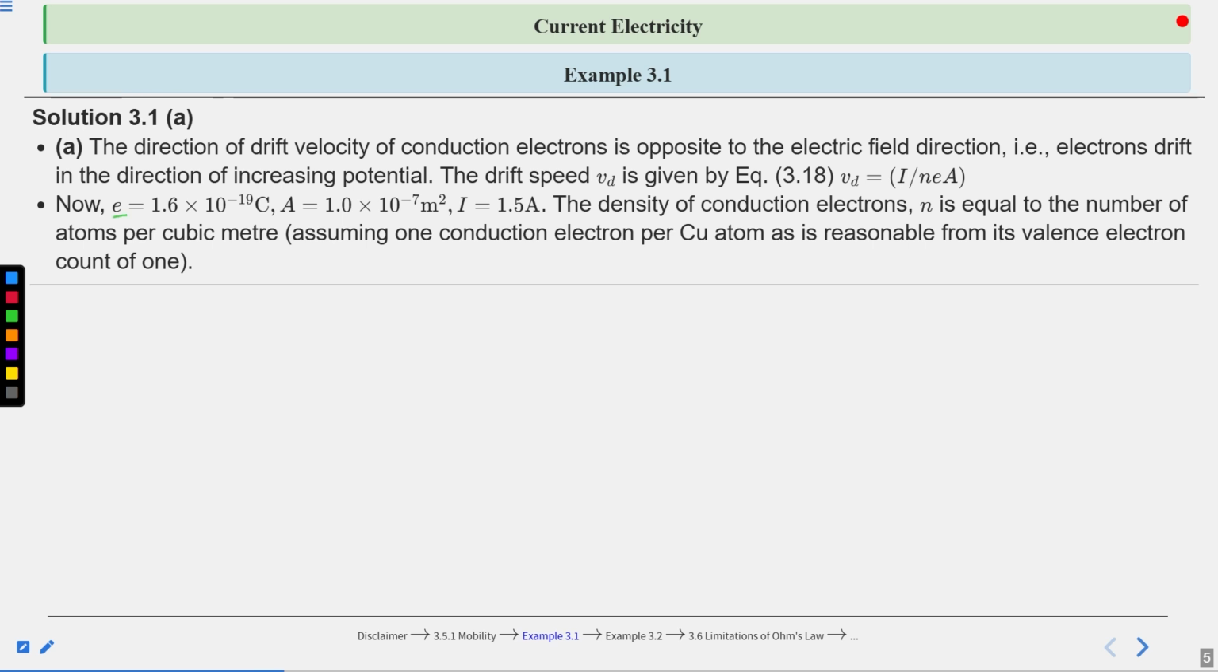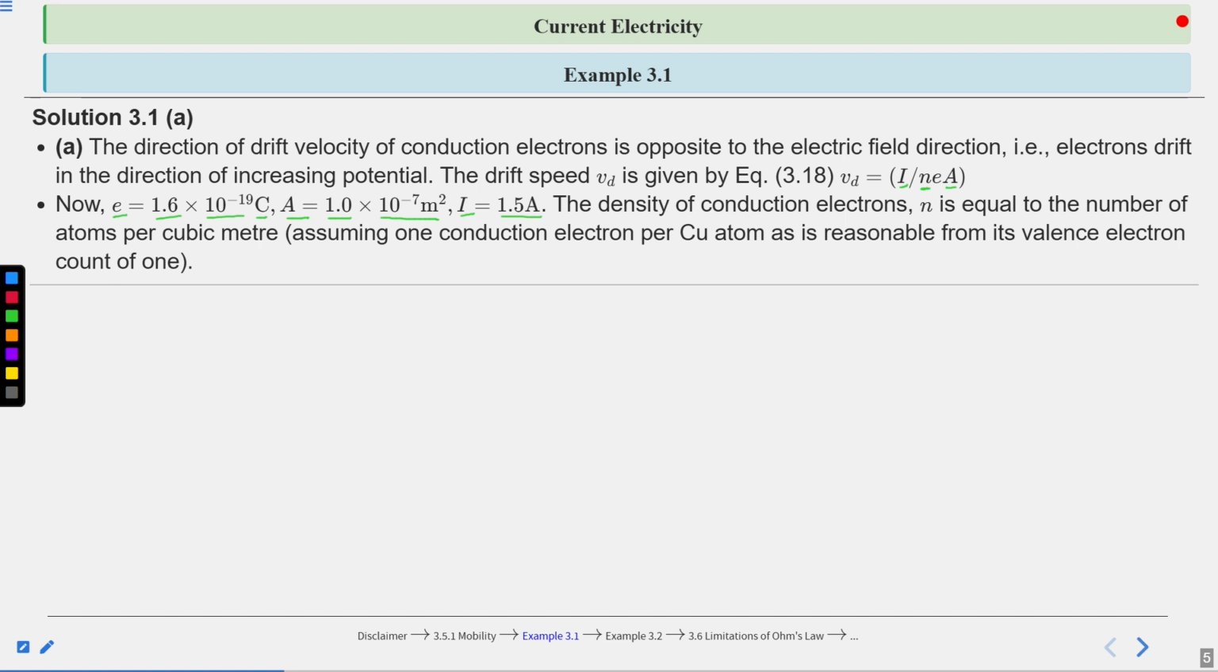Now e is known, I is given and A is given. What is e? Charge on an electron is 1.6 into 10 to the power -19 coulomb. Area is given in the question, which is 1.0 into 10 to the power -7 meter square. Current is given 1.5 ampere. Now we have to find just this n, the density of electrons, the number of electrons present in the conducting wire per unit volume. Volume is not given in the question, so we have to find the number density.